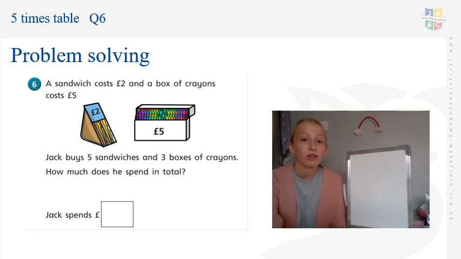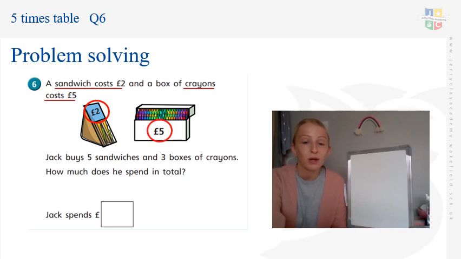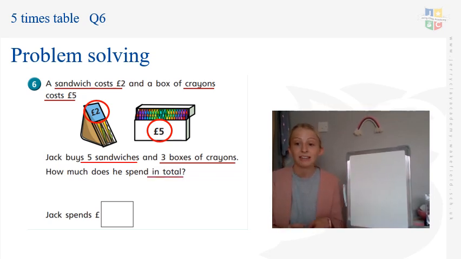So a sandwich costs £2. A sandwich costing £2 is really important because we need to know which one costs which. And we need to know that, so there's my £2. And we need to know that crayons cost £5. So I'm going to put a circle around the £5 on the crayons box too. So Jack buys 5 sandwiches, so we need to know he buys 5, and 3 boxes of crayons. And we need to know how much it is in total.